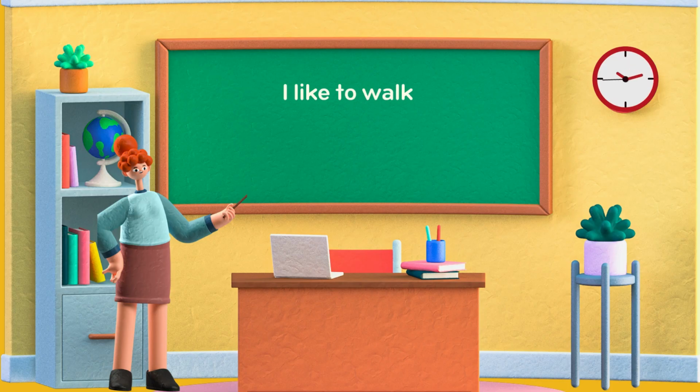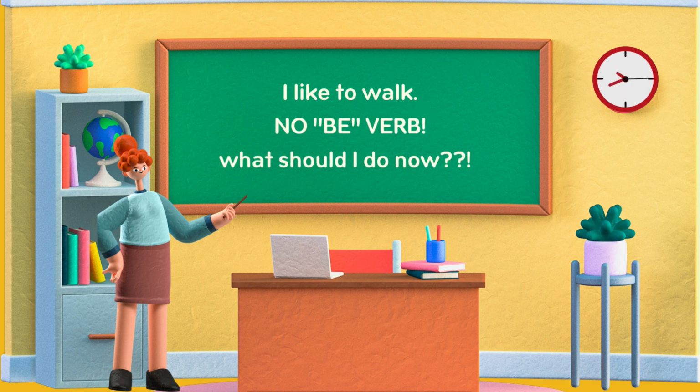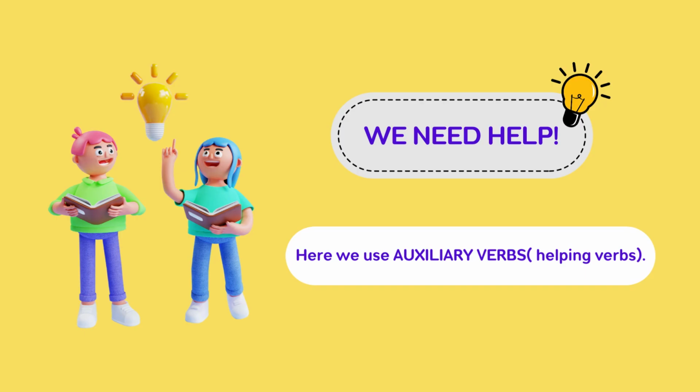Now, let's take a look at this sentence. I like to walk. Well, I want to make this negative, but as you can see, there is no be verb in this sentence. How am I going to make this sentence negative? What should I do now? Well, this is where we need help. Here, we use auxiliary verbs, or, more simply, we can call them helping verbs.